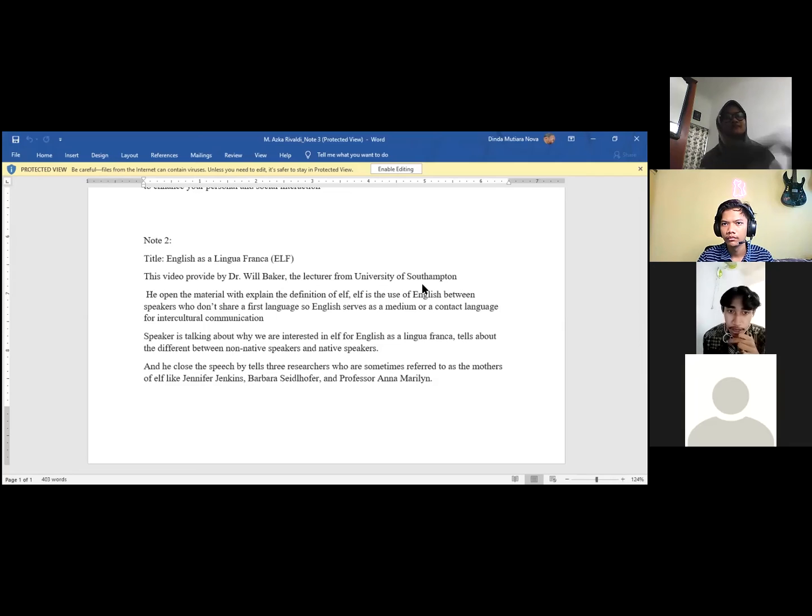The speaker, Dr. Will Baker, is talking about why we are interested in ELF, English as a lingua franca, and tells us about the difference between non-native speakers and native speakers. And lastly, he closed the speech by mentioning three researchers who are sometimes referred to as the mothers of ELF: Jennifer Jenkins, Barbara Seidlhofer, and Professor Anna Mauranen. I think that's enough. Thank you.